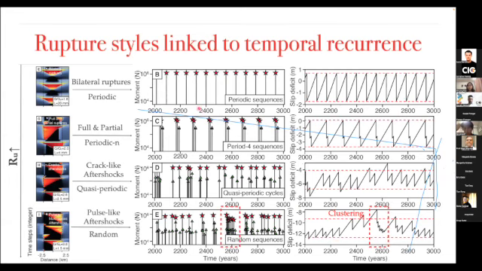So we see that bilateral ruptures yield purely periodic sequences. And with the full and partial ruptures, it shows another kind of periodic behavior with 2 large and 2 small earthquakes in one cycle, and every cycle just looks the same.